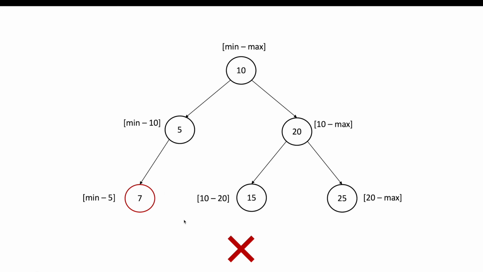Over here, this is not a valid BST because 7 does not come into this range. The minimum can be anything, but maximum has to be 5, and this value is 7, which is greater than the root node.